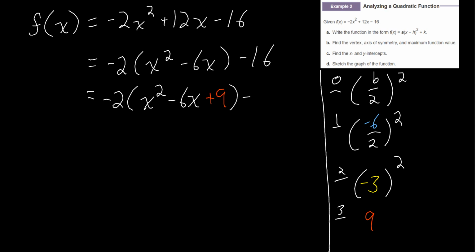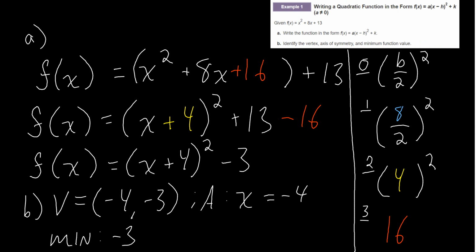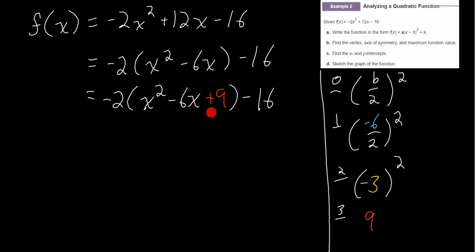Right, and then we have a negative 16 or minus 16 there. Now, unlike the first example, we know that we added 16 to the problem, therefore we subtracted 16. This time we added 9 to the equation, but it wasn't actually 9, because it's a 9 times a negative 2. So what we're actually doing is subtracting 18 from the problem.